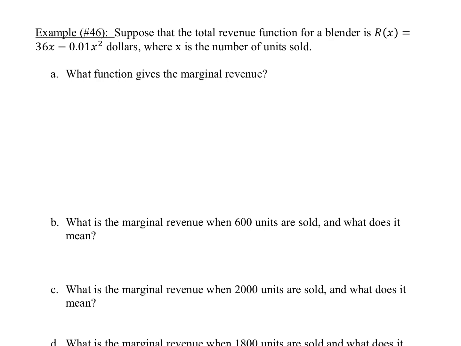Suppose the total revenue function for a blender is R of x equals 36x minus 0.01x squared dollars. Here x is going to be the number of units sold. What function gives the marginal revenue? So when you see this question, marginal revenue, that is a keyword that just tells you you need to compute the derivative, R prime of x.